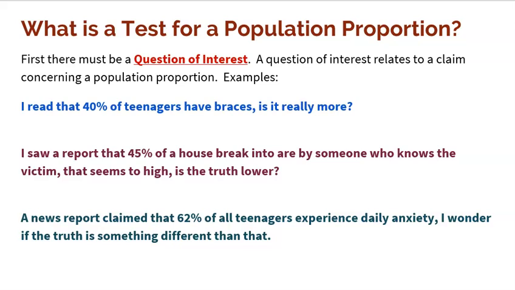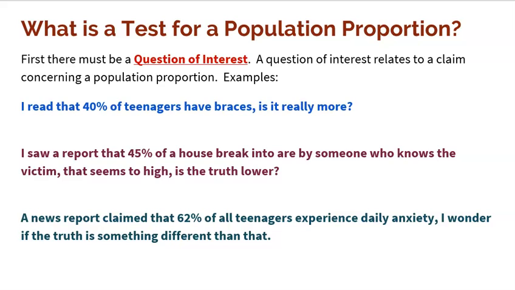I saw a report that 45% of house break-ins are by someone who knows the victim. So 45% of all houses that get broken into are done so by somebody who knows the victim. This seems kind of high to me. Is it lower? My belief is that it's lower than 45%. So 45% is the true value. That's at least what I read. But I think it might be lower. Again, the only way I could test that is to get a sample and try to prove it.